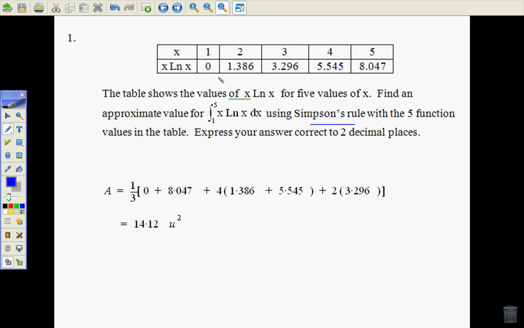So we're going to have our first value, which is 0, and our last value is 8.047. So first plus the last. Then our odd values would be this one and this one, because if you take out the first one and the last one, that's an odd value, that's an odd value, because 1, 2, 3. So we sum the 1.386 and the 5.545, add those together and multiply them by 4, and the middle value we multiply by 2, because that's an even value. Once you're at that point, sub it into the calculator, and we want it corrected to 2 decimal places to get that answer.